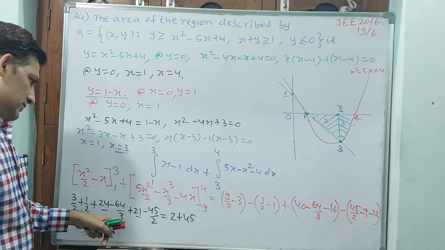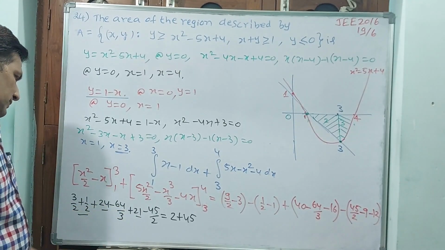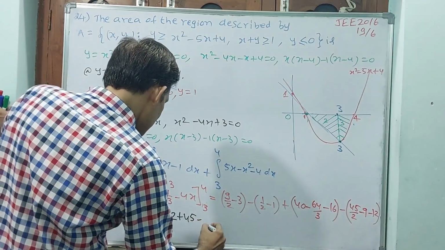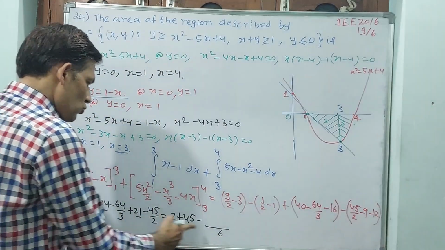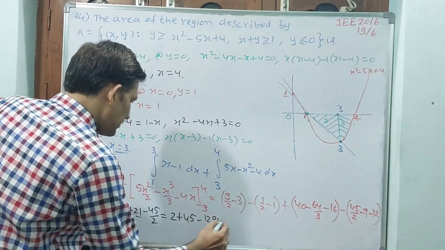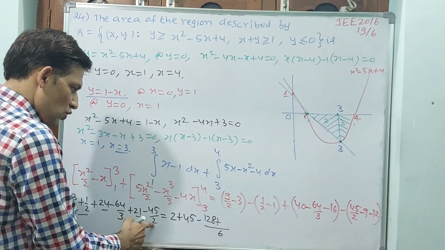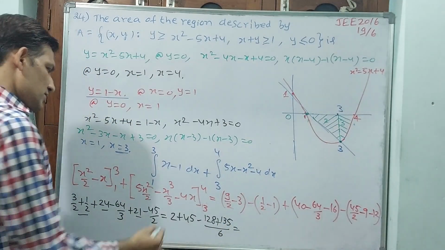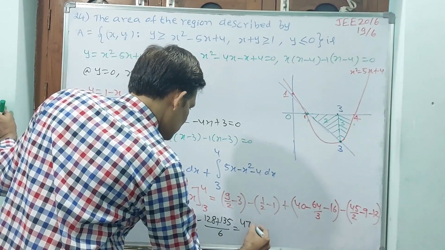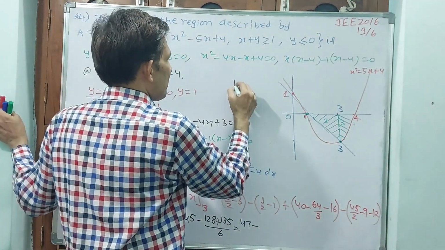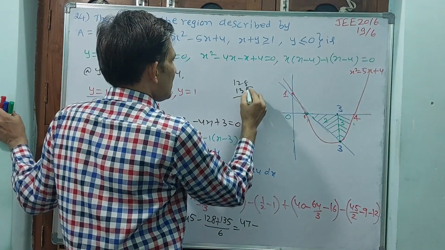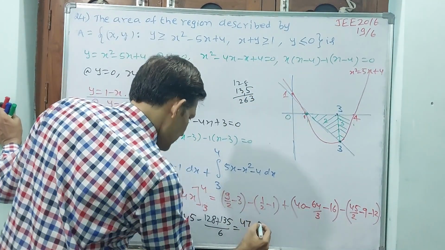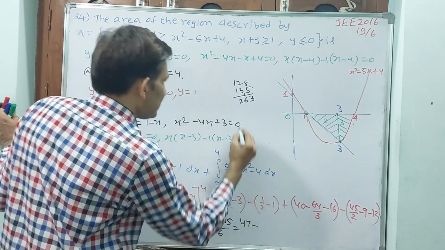Now I am taking 6 as the LCM. 3 times, 2 times 129, and minus, minus plus. 2 times, 3 times 45, 135. That is equal to 47 minus 128 plus 135, which is 263 by 6.